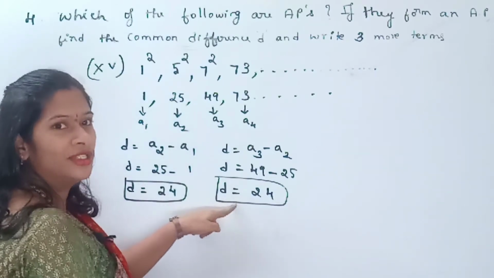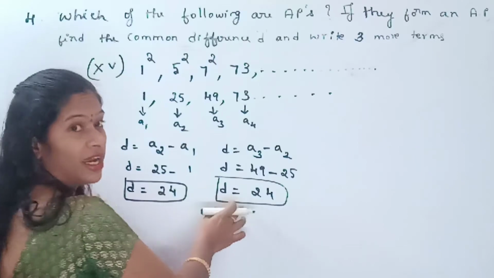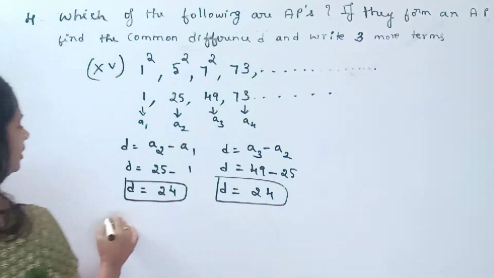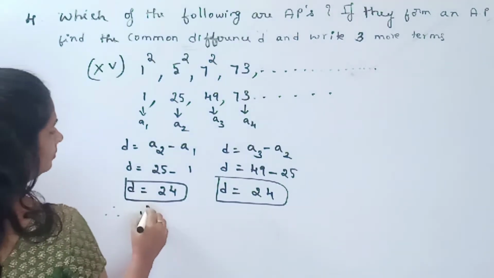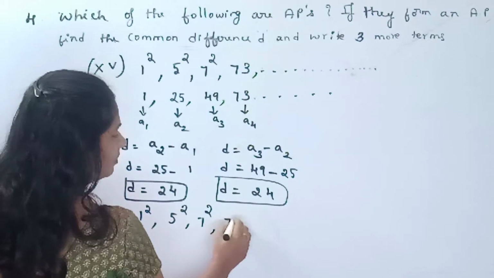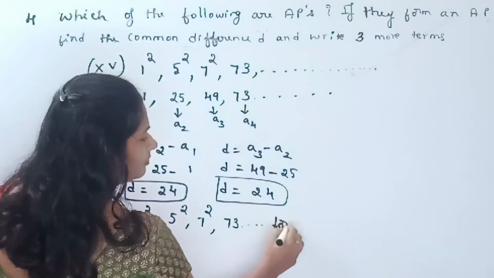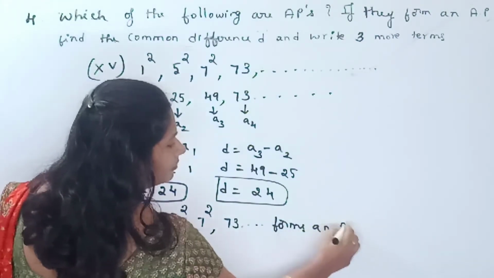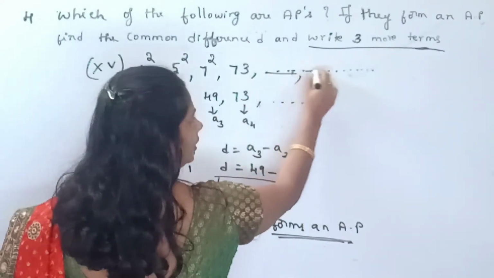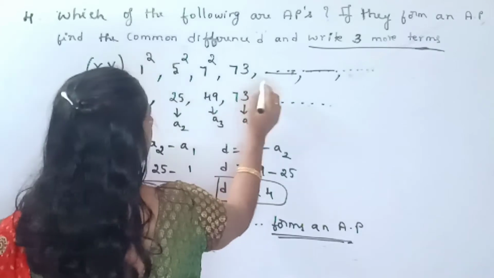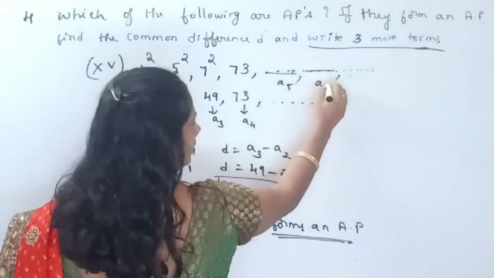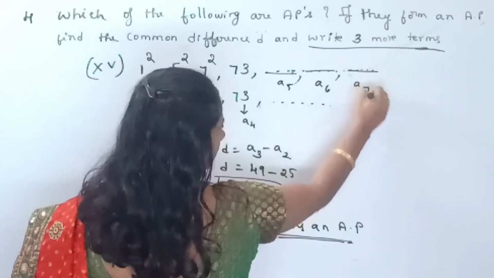So what is your conclusion, children? The common difference we are getting is the same throughout the list of numbers. So what is the conclusion? Therefore 1 square, 5 square, 7 square, 73 forms an AP. Now we have to find the next 3 more terms, children. That is A1, A2, A3, A4. You have to find A5, A6 and A7th term.